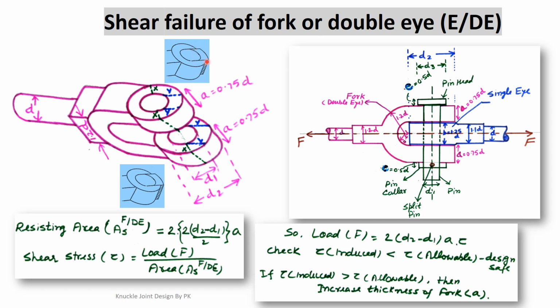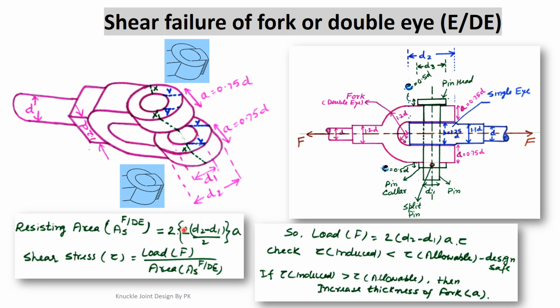This is the case of double shear, because it is failing at two locations, one from the front side and the other from the back side. So how much is this area? This outer diameter is d2 and the inner diameter is d1, so the thickness of this strip is (d2 minus d1) divided by 2, into a. This is the area on one side, and the same area we have on the back side, so we take twice this area. Because this is the case of double shear, the resisting area A_SF for the fork end is twice times (d2 minus d1) divided by 2, into a.